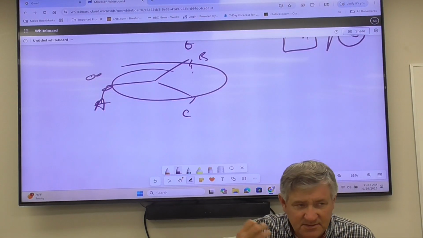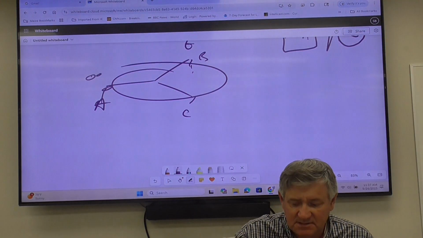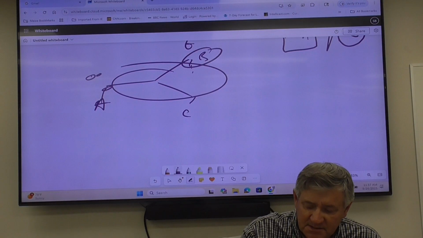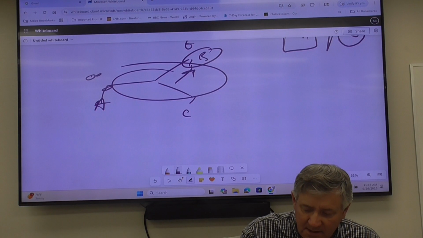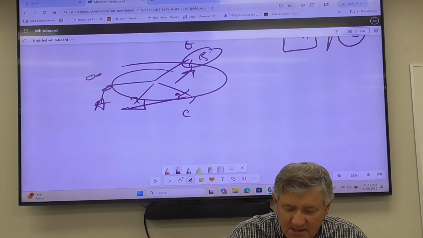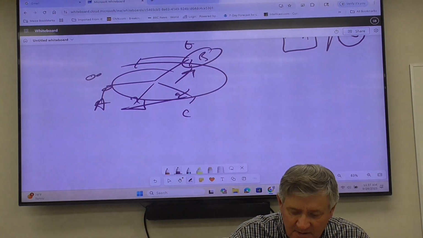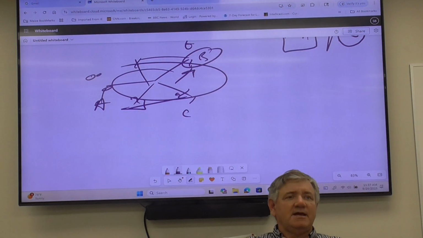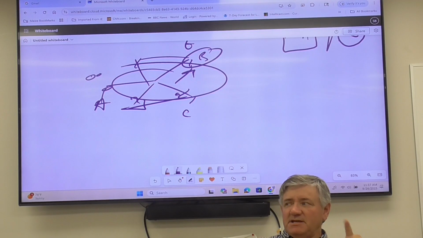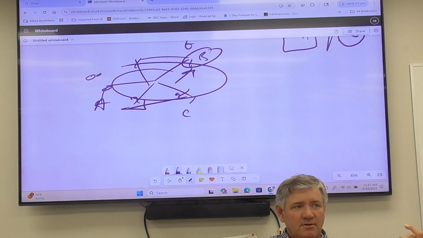So, here's the idea behind this. This is a three-way tug of war. B is pulling this way to balance out the effect of A and C. C is balancing out the effect of A and B. So each single vector is balancing out the effect of the other two.